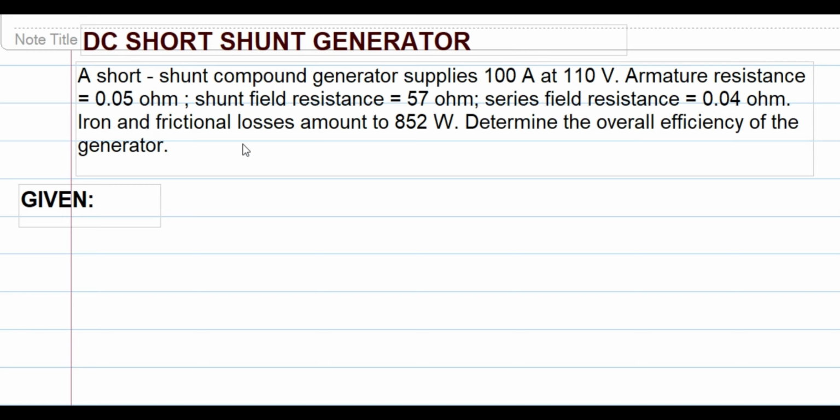Iron and frictional losses are the stray losses. But first, we have to write the given.